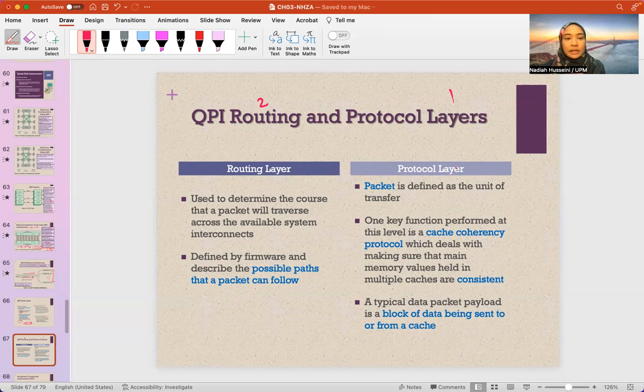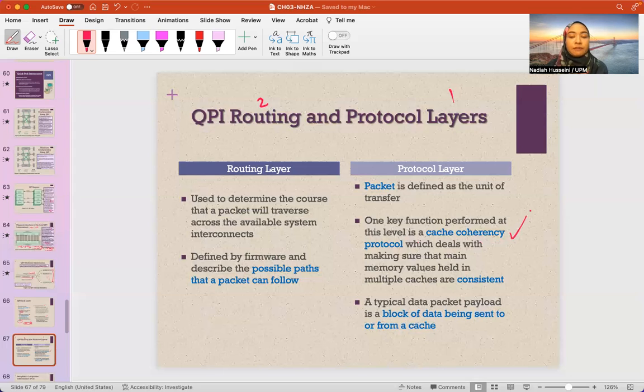And then for the protocol layer, the unit of transfer is called a packet. The physical layer unit of transfer is called a phit. The link layer is called a flit, flow control unit, and then for the protocol layer, the unit of transfer is a packet. A packet is defined as the unit of transfer. One key function performed at this level is the cache coherency protocol. So this is its main function.